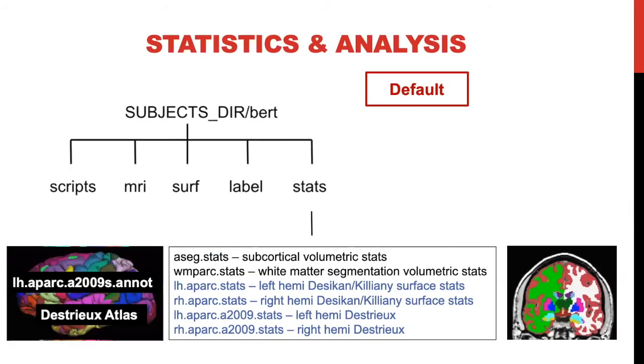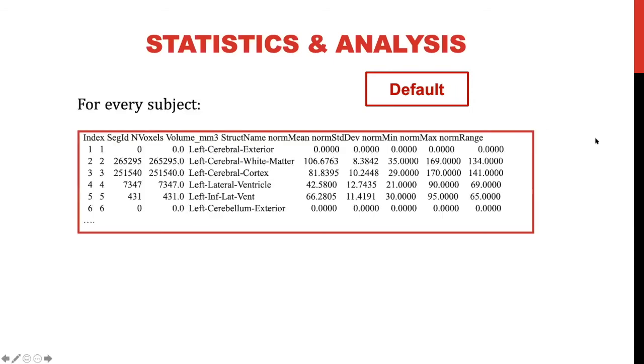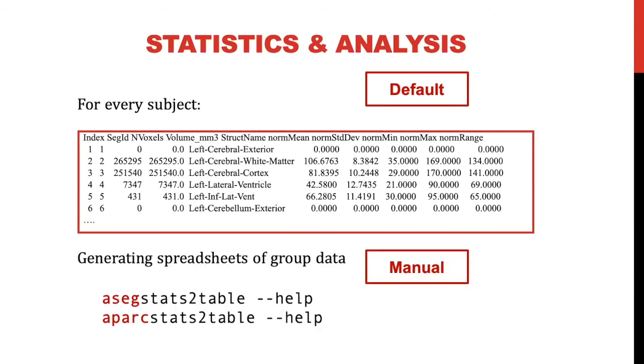And like I said, back to the different atlases that you can use, it will also generate and specify which stats are referring to which atlases. So that can be useful if you're interested in that. And this is what those stats files look like. It gives you a nice table of contents, and then it will list out everything you want to know about this brain. And there's a couple of commands, aseg stats to table and aparc stats to table, where you can specify which structures you're interested in.